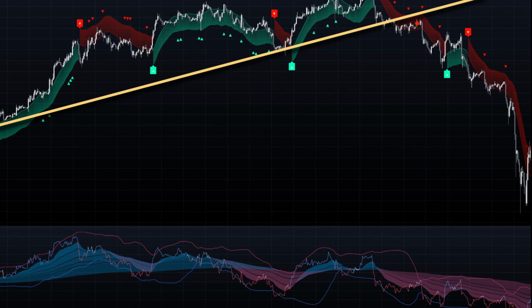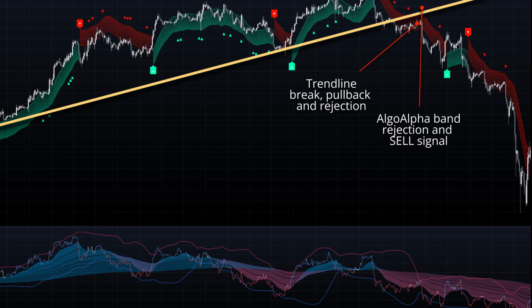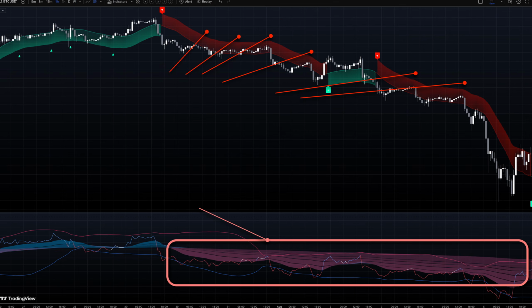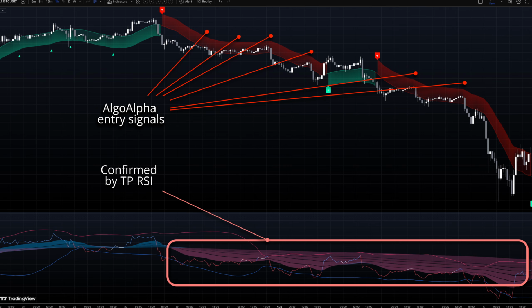Here, we have the trend line break with multiple confluences confirming our entry, price pullback and rejection of this trend line, along with the AlgoAlpha band and sell signal, confirmed by the red TP RSI ribbon and red RSI. Same re-entry rules apply for shorts. Wait for price pullback and rejection while other conditions remain met.